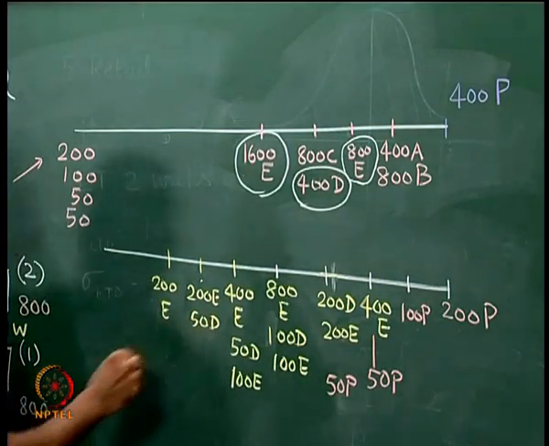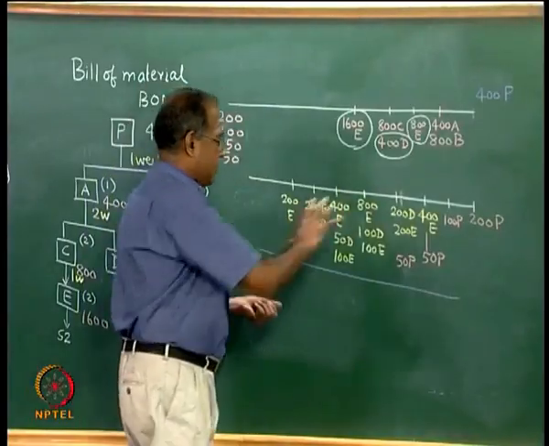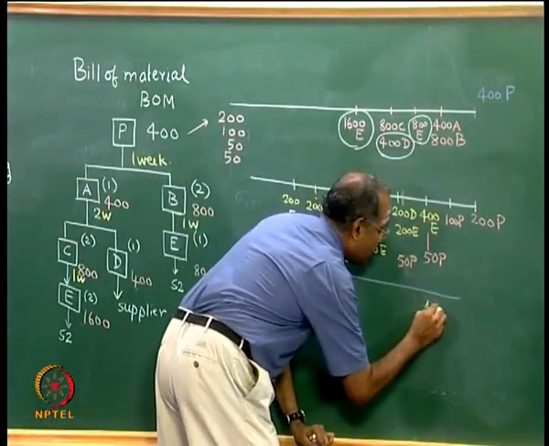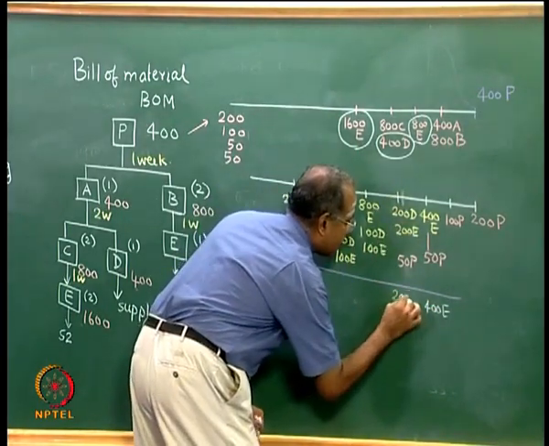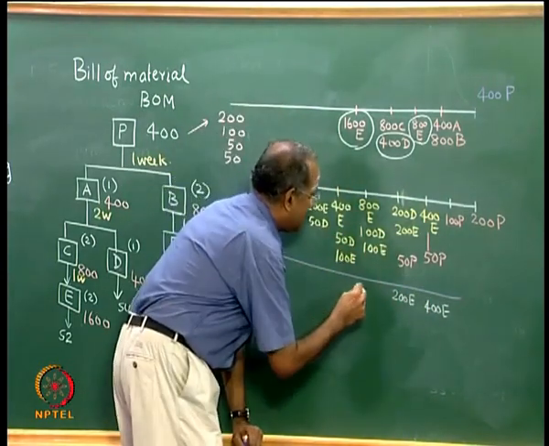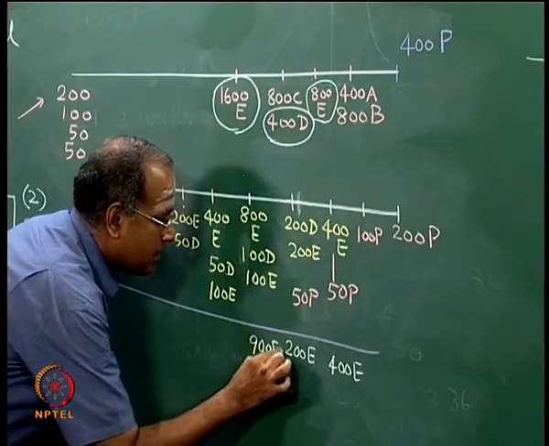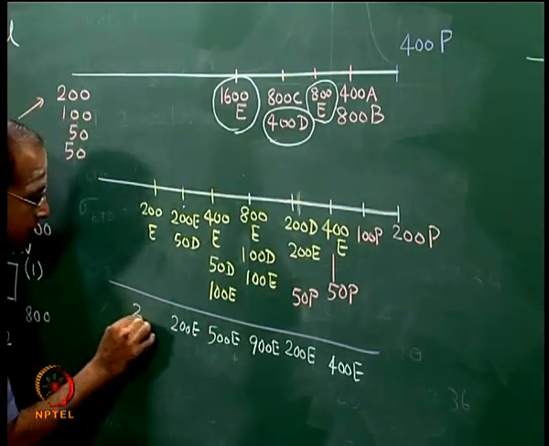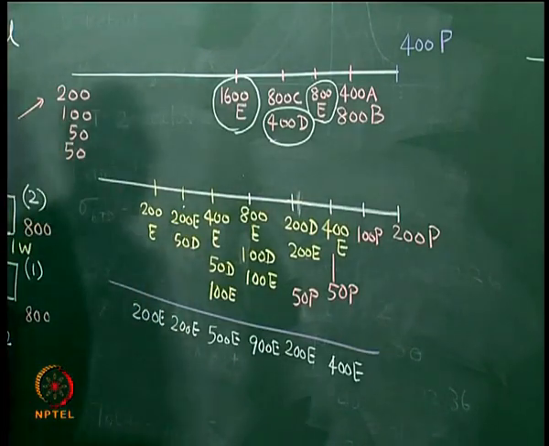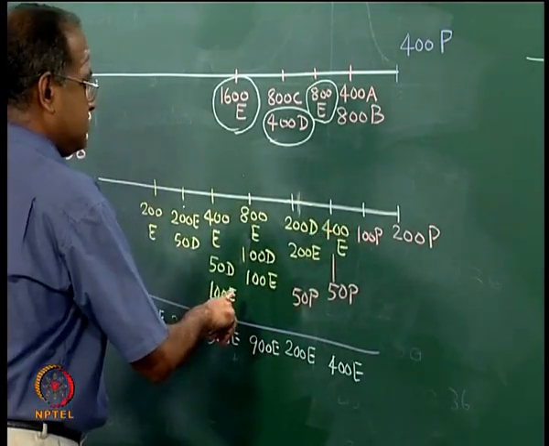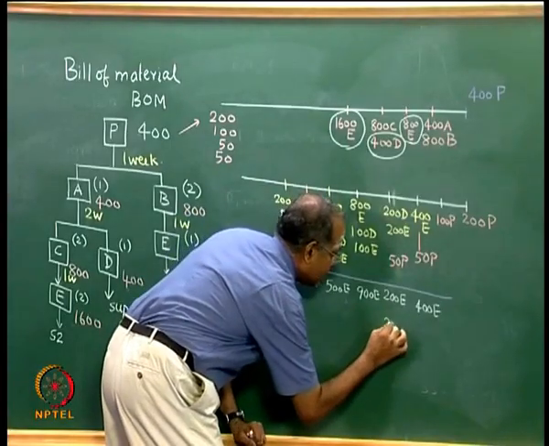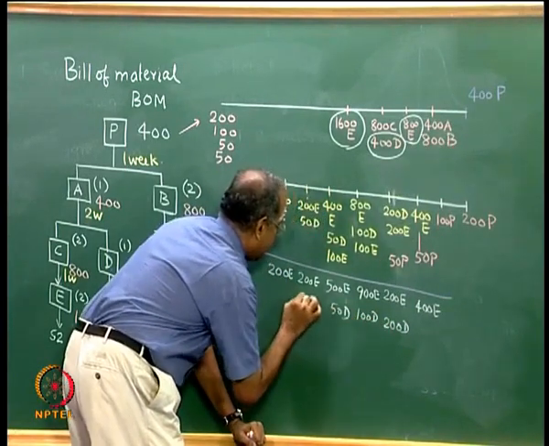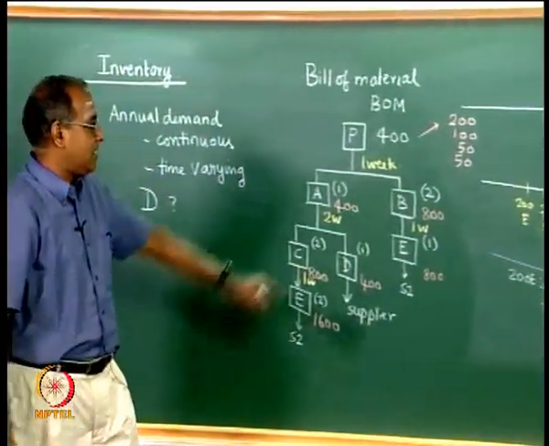So now I can summarize it and say that the same thing I am representing here. If this is the plan for P in 1 month, then I summarize here: at this point I need 400 E, at this point I need 200 E, at this point I need 900 E, at this point I need 500 E, at this point I need 200 E, at this point I need 200 E. I go back and say somewhere here I need 200 D, I need 100 D, I need 50 D, and I need 50 D. So I can sum it up and say this is my requirement for this.